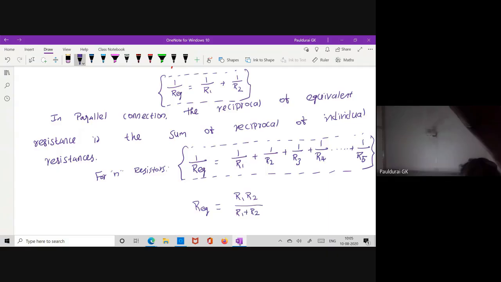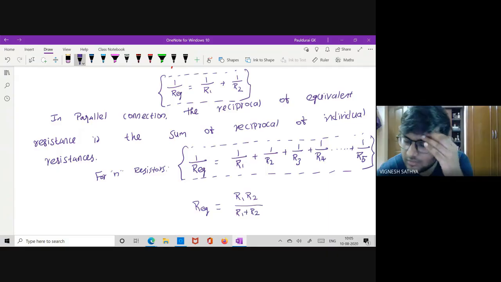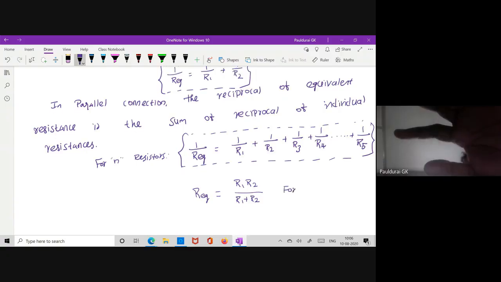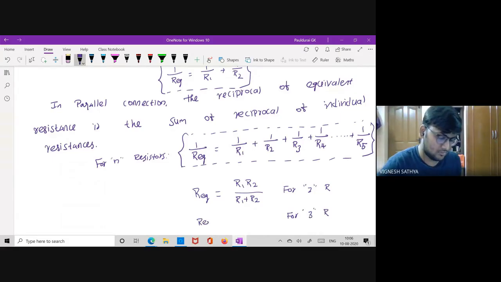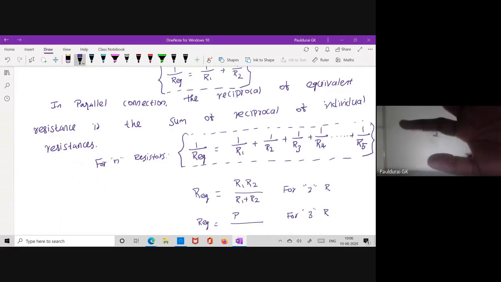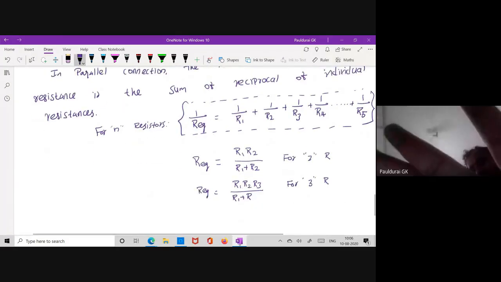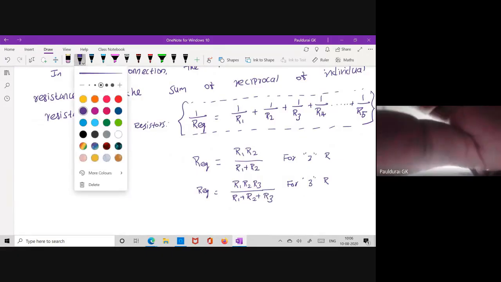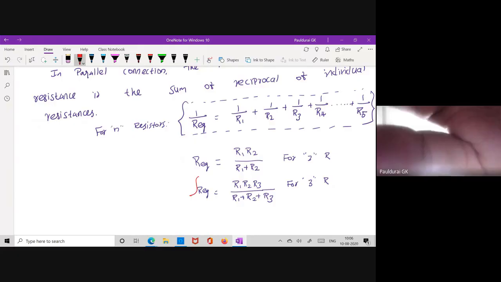You know how the formula came, right? How did it come? Just take the LCM, you will get it. Okay, this is for two resistors. Similarly, for three resistors, what is the formula? For three resistors, what will come? R1 R2 R3 divided by R1 plus R2 plus R3. Am I right? For three resistors.